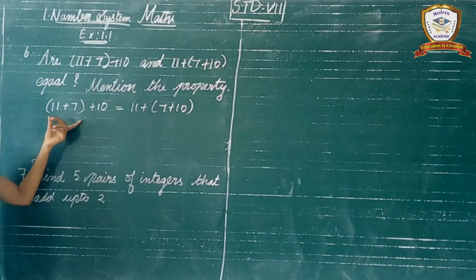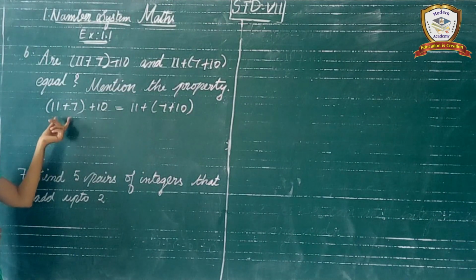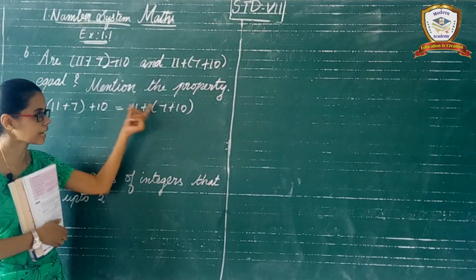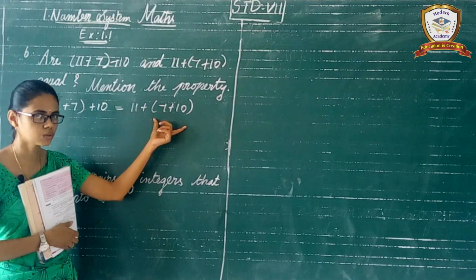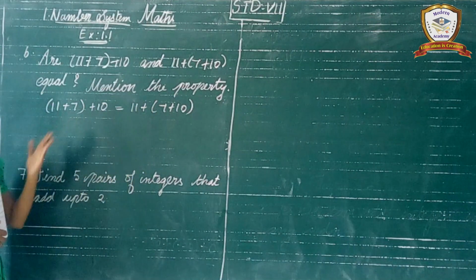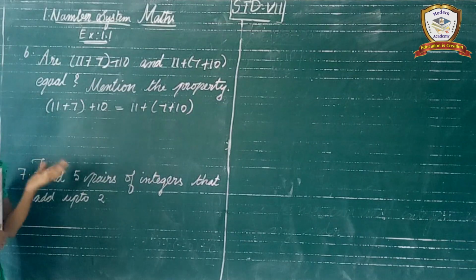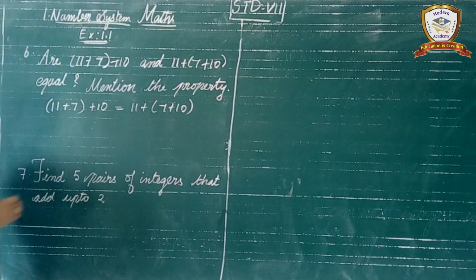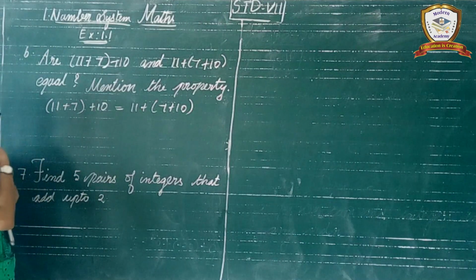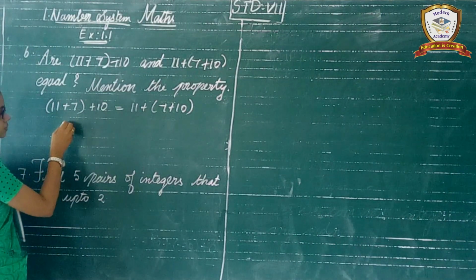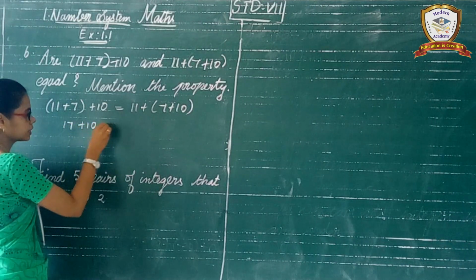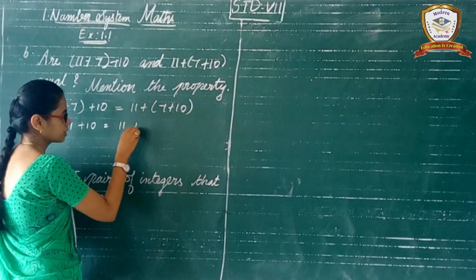Listen, it is rearranging the grouping, isn't it? On the left side we group the first two integers, and on the right side we group the last two integers. So grouping means which property will come? Yes, the associative property. So both are equal. Just to check once again, this is 11 plus 7. You know very well.